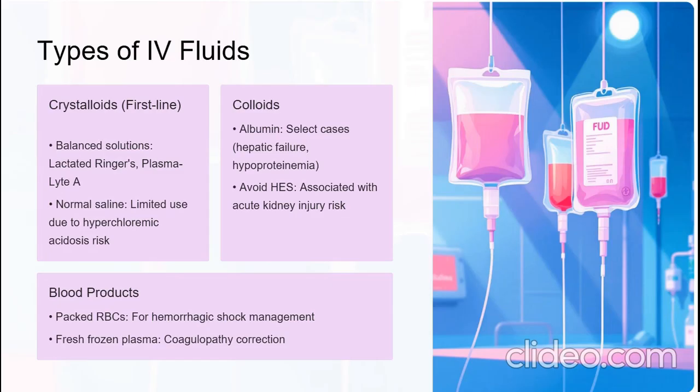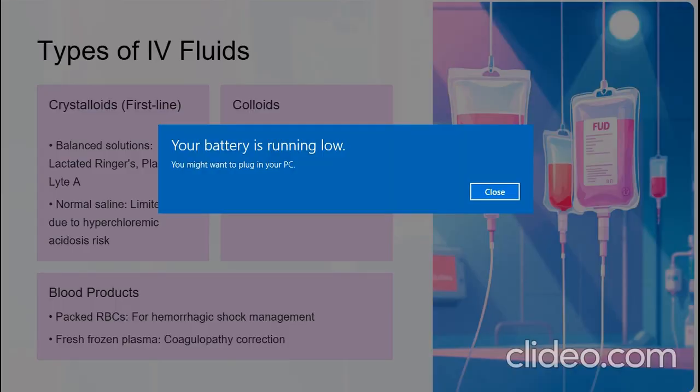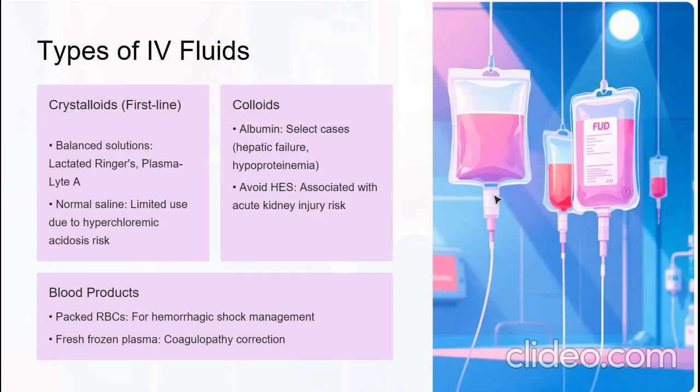Crystalloids, such as lactated Ringer's and Plasma-Lyte A, are first-line intravenous fluids, preferred over normal saline due to reduced hyperchloremic acidosis risk. Colloids like albumin are reserved for specific conditions like hepatic failure. Avoid hydroxyethyl starch due to acute kidney injury risk. Blood products, including packed red blood cells and fresh frozen plasma, are crucial for managing hemorrhagic shock and coagulopathy.